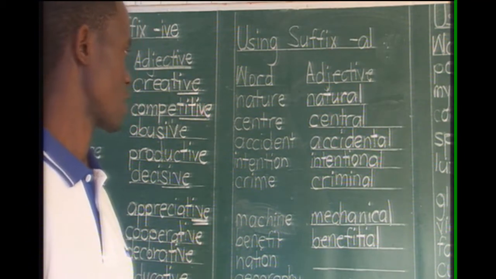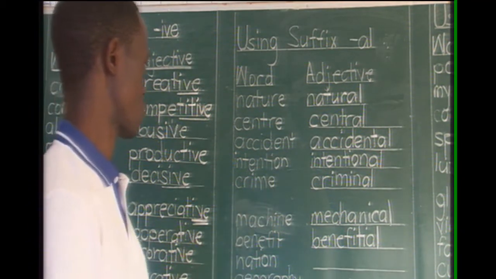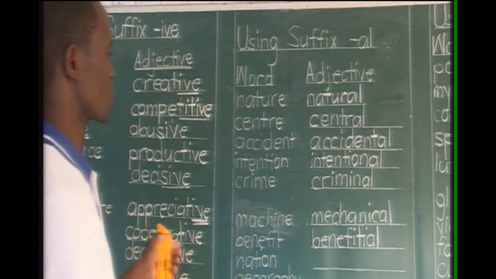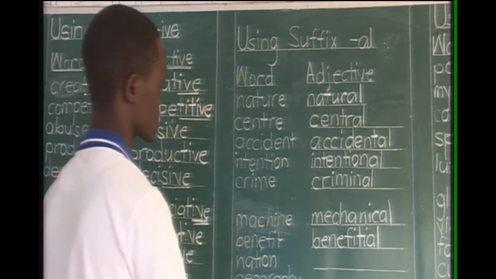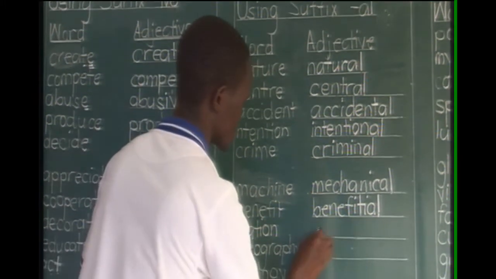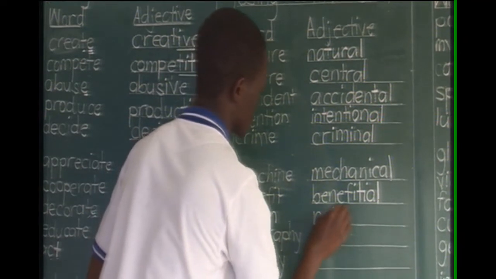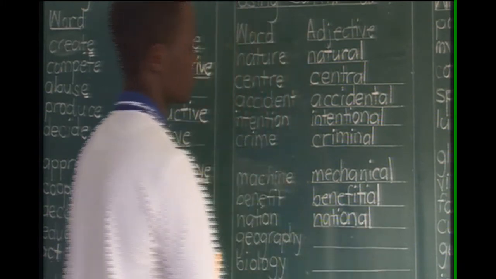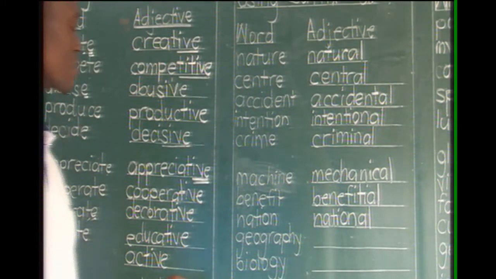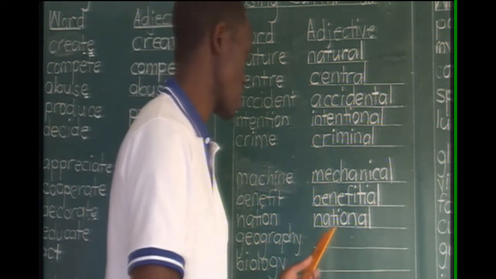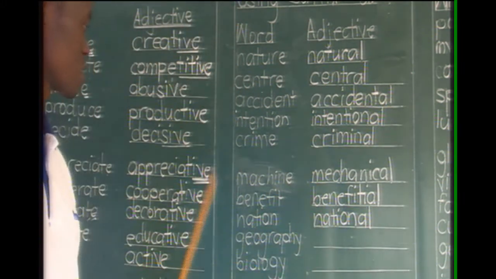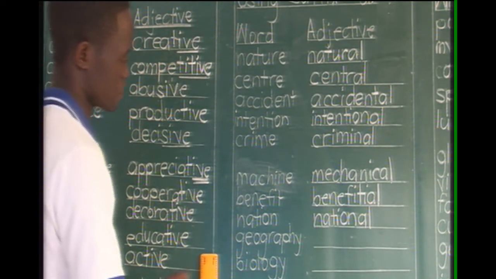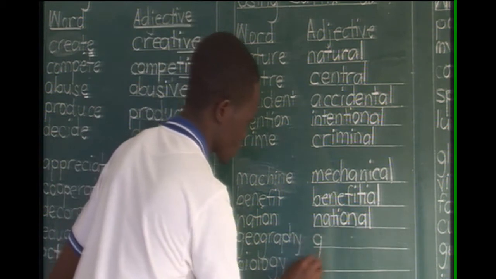Nation, like you saw intention, like you saw accident. We are going to just slap there our suffix, and the suffix is al. So you write nation, add our suffix, al. Coming up with a different word now, pronunciation. National. This time not nation, but national. Geography is the next word, which is a noun. The adjective is geographical.